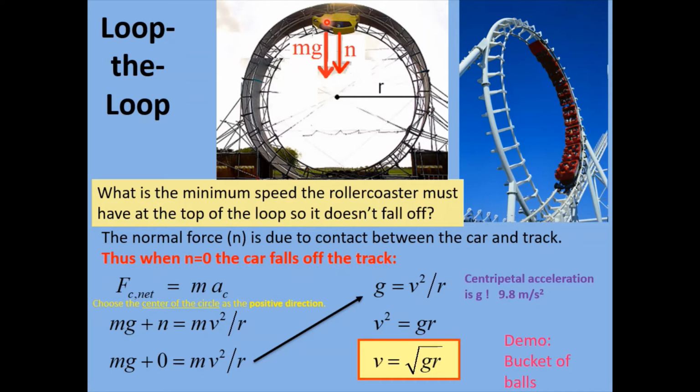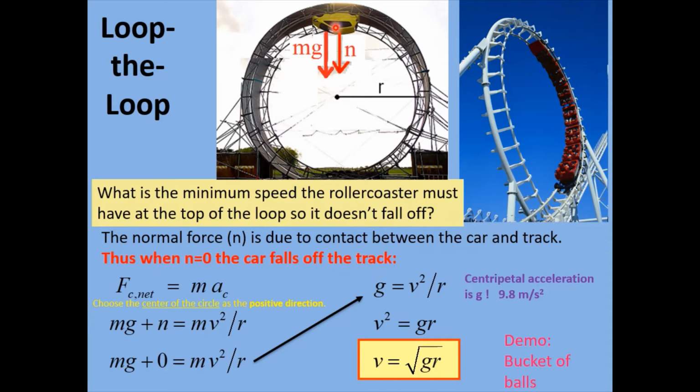Let's look at this daredevil here in his car. He's riding around in a circle in this loop. So let's draw a free body diagram of this car. The car, of course, has weight, which is equal to mg, so that points down as always. Now, the normal force also points down, because think about it, the car is upside down and it's touching the ceiling, the top of the track. So the track is pushing on the car in a downward direction.